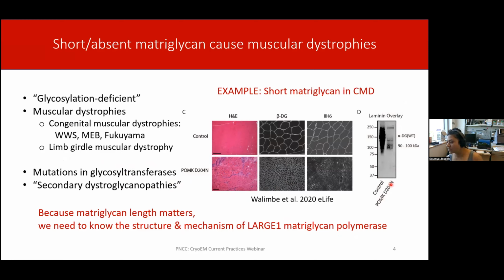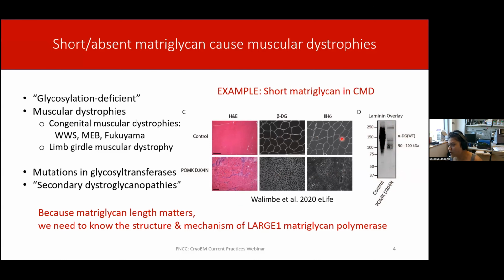So here is a Western blot of matriglycan. So we have anti-matriglycan antibodies put on this Western blot. This is the matriglycan staining for a normal, healthy person control. And this is the matriglycan staining for somebody who has a congenital muscular dystrophy. And you can see that the band is less intense and it doesn't quite extend up to here. So the matriglycan, we believe, is shorter.